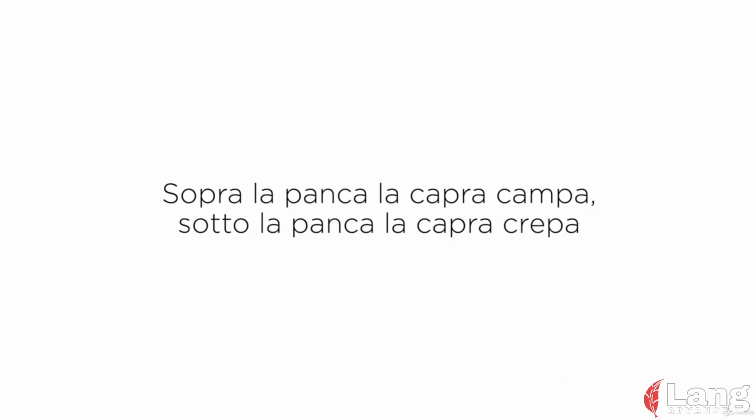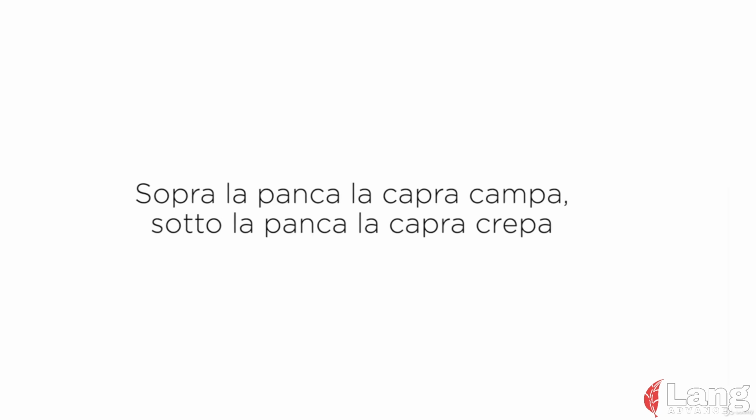Okay, so let's move to the third one. Here, the trick is the switch between letter C, letter M, letter P, okay, because you have very similar words one following the other. So that's the most difficult thing. So I'm gonna read it. Sopra la panca la capra campa, sotto la panca la capra crepa. That means over the bench, sopra la panca, la capra, the goat, campa. That means survives. Sotto la panca, under the bench, la capra, the goat, crepa, dies. Don't ask me why it happens, but that's the tongue twister.